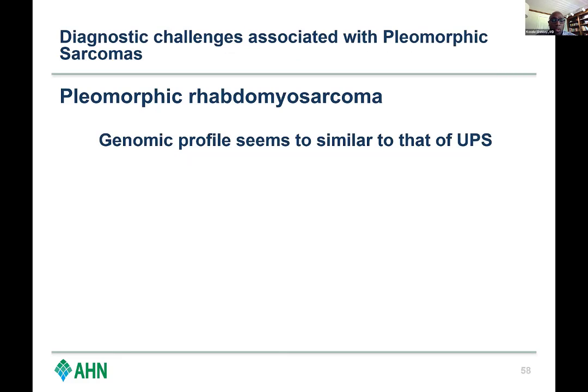Pleomorphic rhabdomyosarcoma has a genetic profile similar to undifferentiated pleomorphic sarcoma, but unlike undifferentiated pleomorphic sarcoma, it is characterized by a worse prognosis, higher rate of metastatic potential, and higher rate of recurrence. And unlike undifferentiated pleomorphic sarcoma, it does express myogenic differentiation.